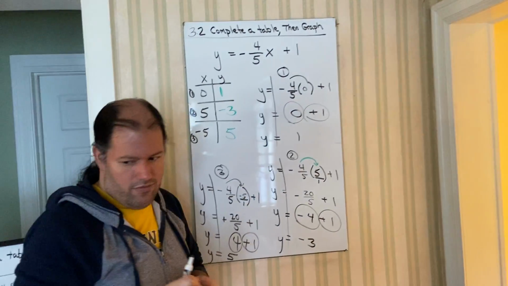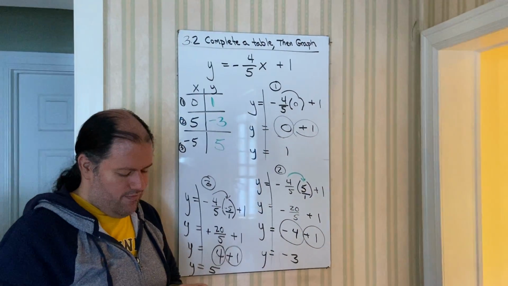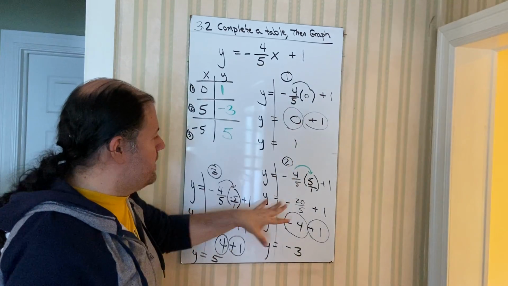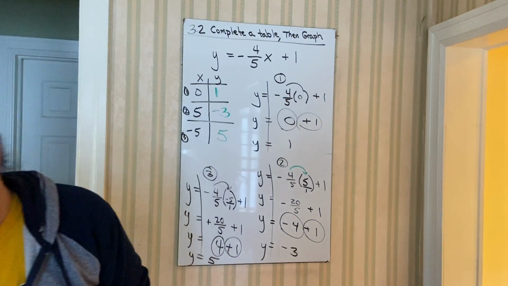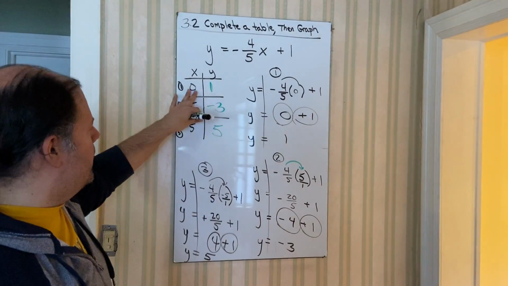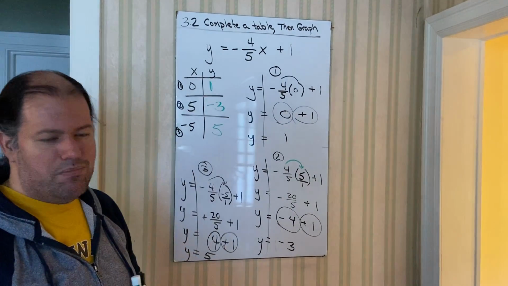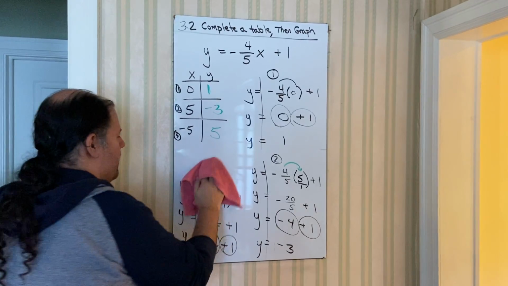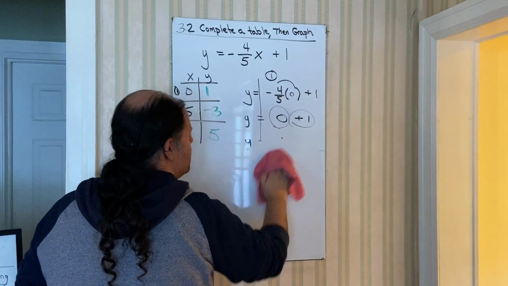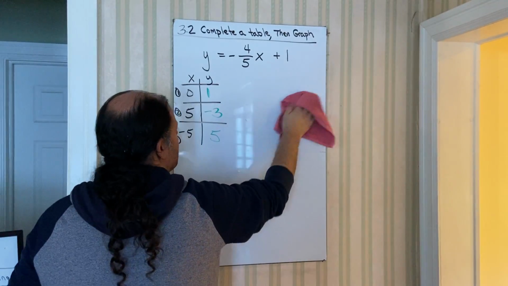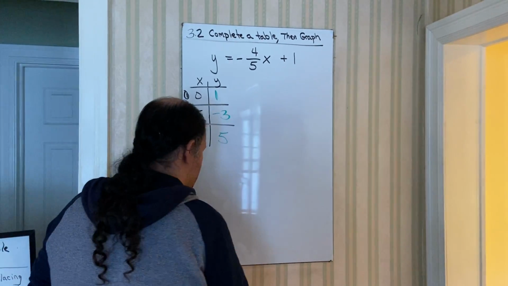Now that we got our 3 ordered pairs complete, I'm going to erase because I need to make space, because now I got to plot these 3 ordered pairs. Remember, 1, 2, 3, I need 3 points on my graph. So if you're doing this by hand, you have to label a rectangular coordinate system.